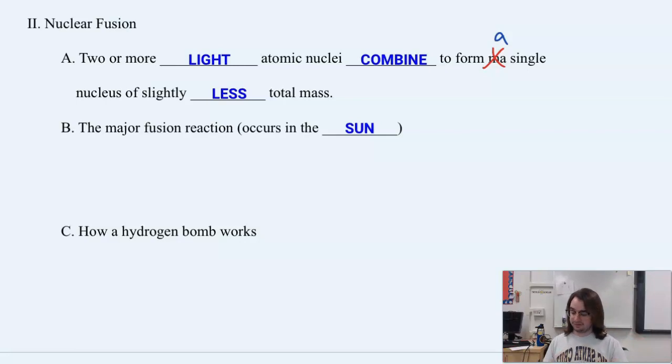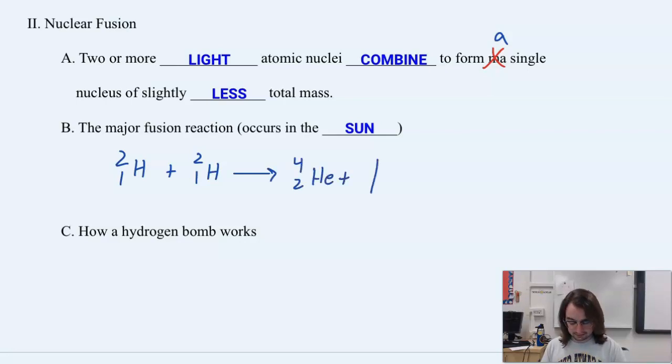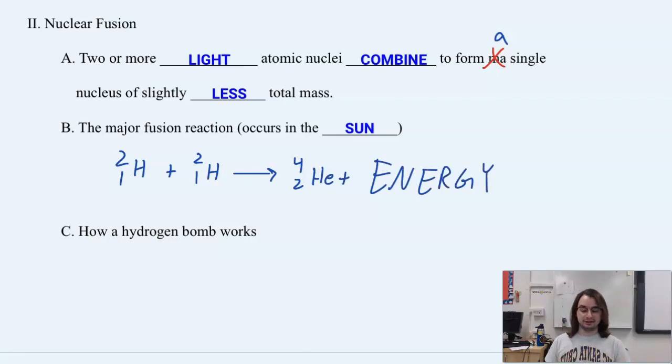The example of this is, let's say that we have two particles. These are called deuterium particles. So we have two H particles, and they combine together to form a helium particle and lots of energy. So this is a big energy reaction. This happens in our sun. Our sun is composed of mostly hydrogen, just fusing together to form helium and then repeating this in like one giant reactor.